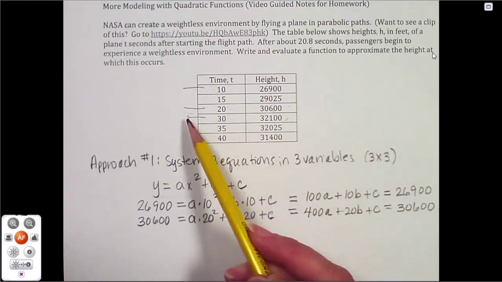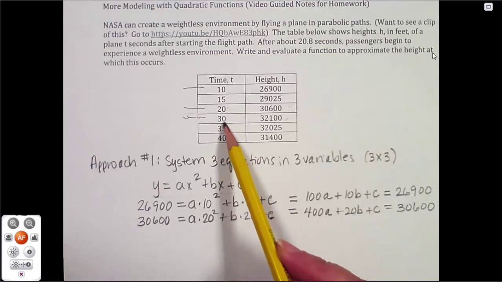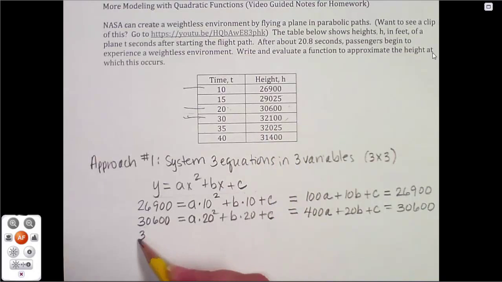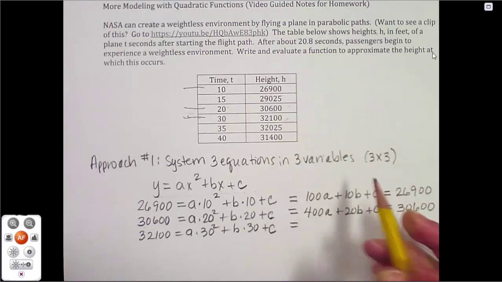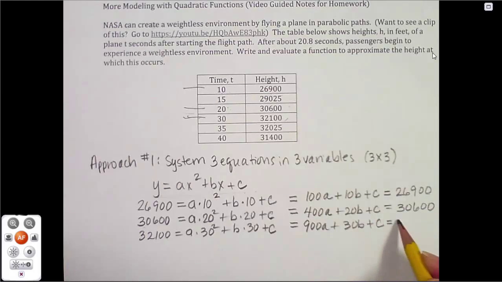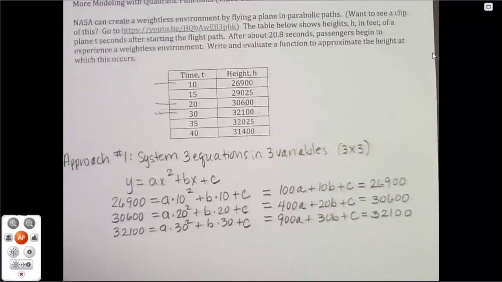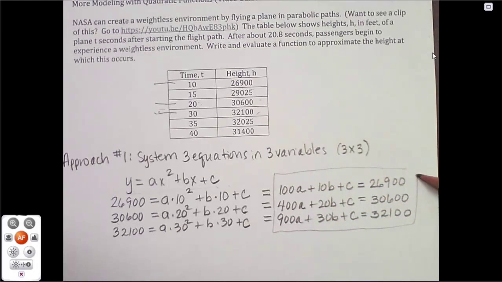And for my last xy pair that I chose, you could choose any three pairs of numbers, I have 32,100 equals a times 30 squared plus b times 30 plus c, or cleaned up, 900a plus 30b plus c equals 32,100. So now I have a system of three equations and three variables.